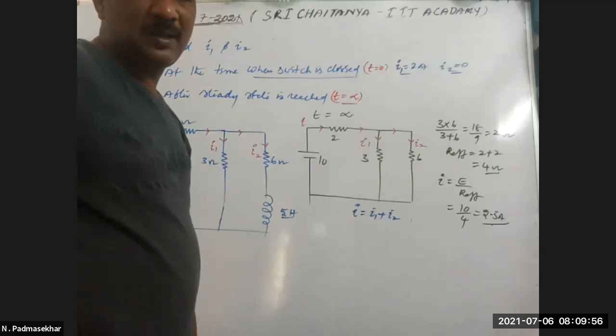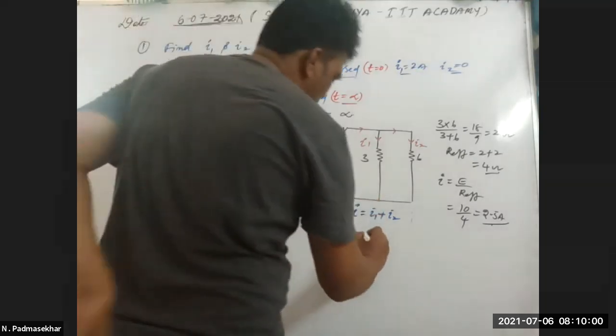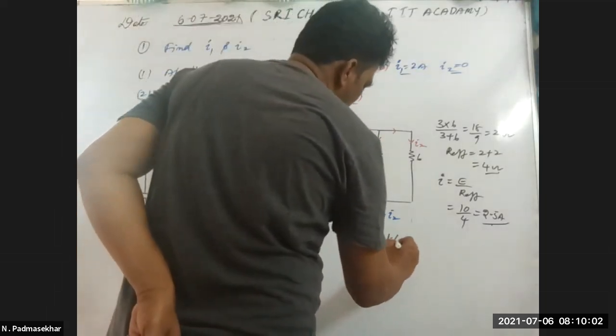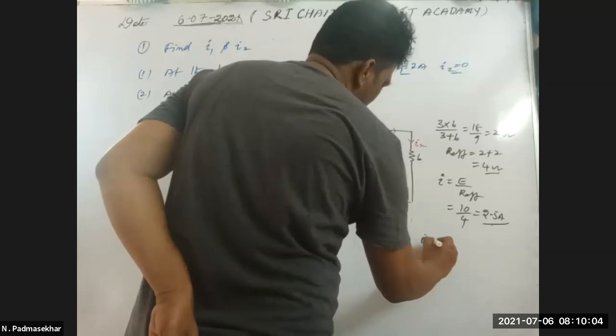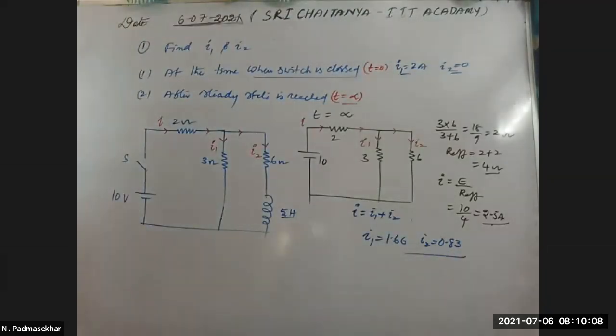Yeah, 1.66, Ravi, 0.83 is correct. So I1 is equal to 1.66, I2 is equal to 0.83. Is the correct answer. That is so, right?